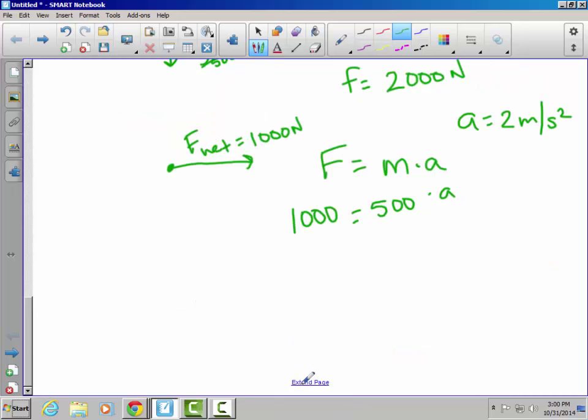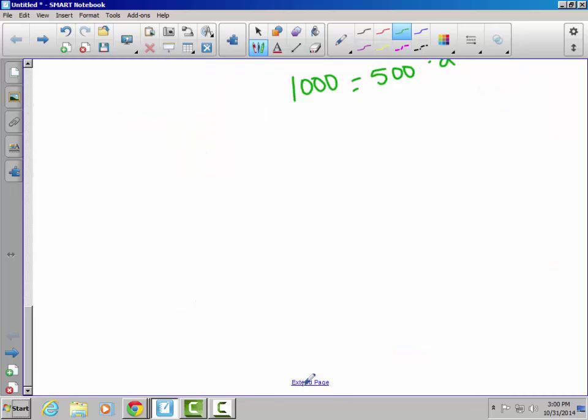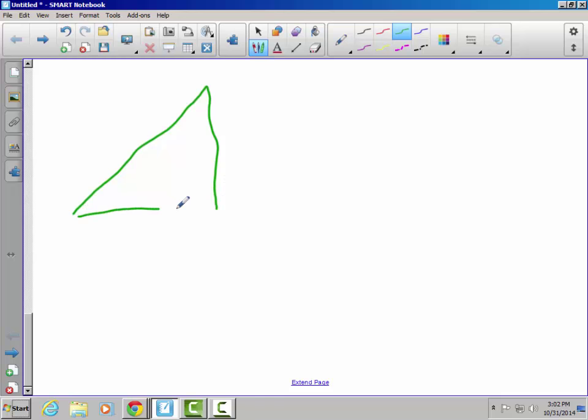Okay, let's look at another example. Let's look at an example of an object that's going to be on a ramp, because we did a lot of ramp stuff. So this should be hopefully not so bad.